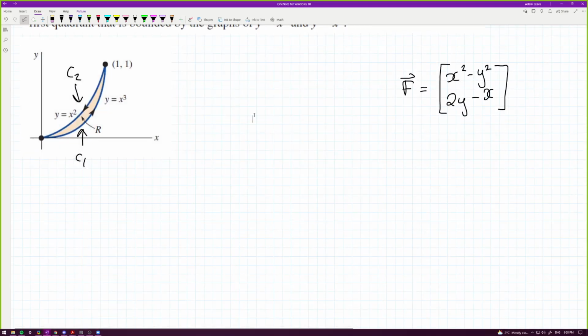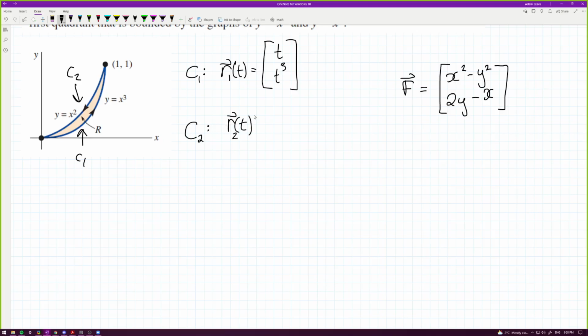We're going to break this up into C1 and C2. We have to parameterize C1 and C2 to be able to do this line integral. The way I like to do it, it's really easy if you have an explicit form, like y equals something. So r of t equals t, and since it's C1, t cubed. This traces out the curve, because you just said x equals t, so y equals t cubed, and there's your parameterization. And C2, I'll call them r1 and r2, r2 of t equals t, t squared.